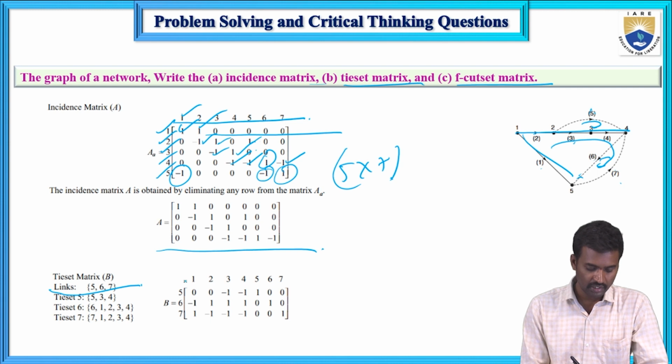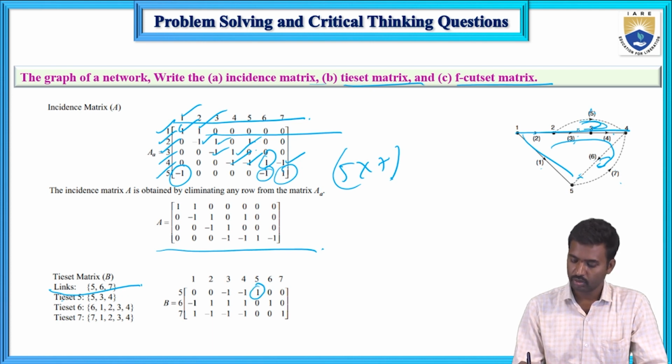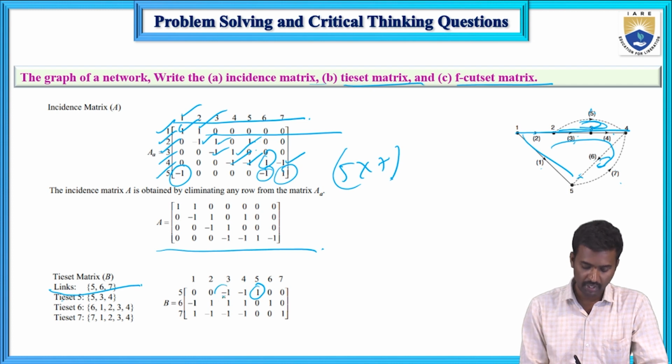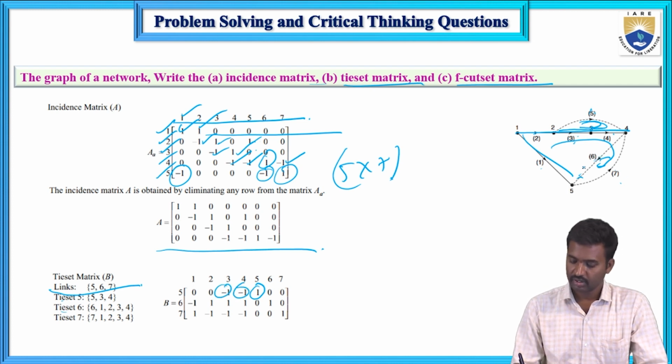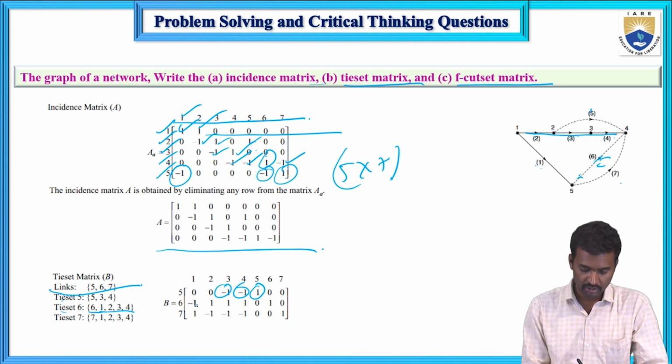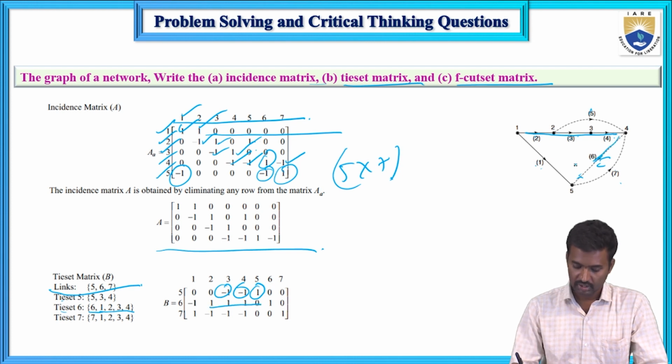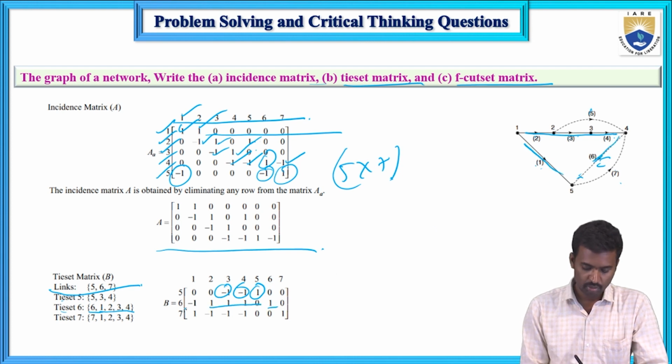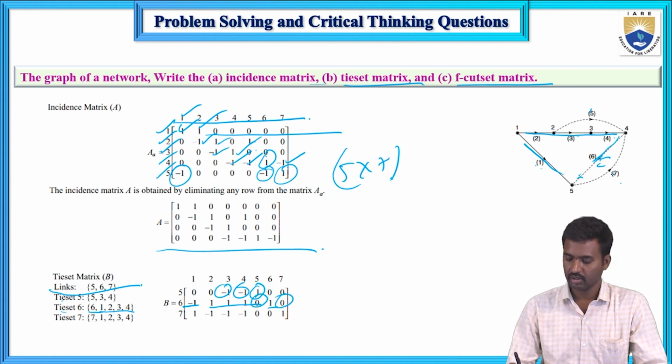5, 6, 7 are links, and for the 5, associated branches are 5, 3, and 4. So 5 is the same direction, and the remaining 2 are in opposite direction, minus, minus. And for the 6th one, the branches are 1, 2, 3, 4 and 6. This direction should be the same direction. So 2, 3, 4 and 6 are in the same direction, and 1 is minus, and the remaining elements are 0.